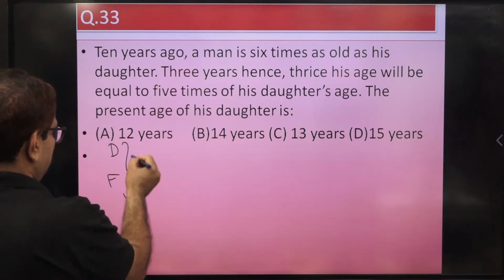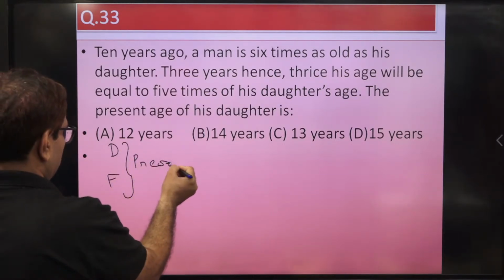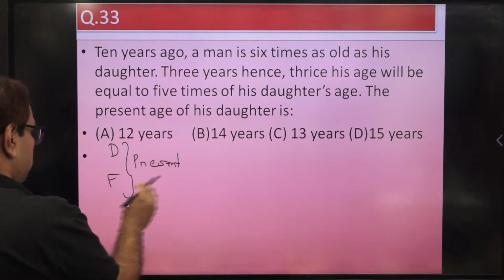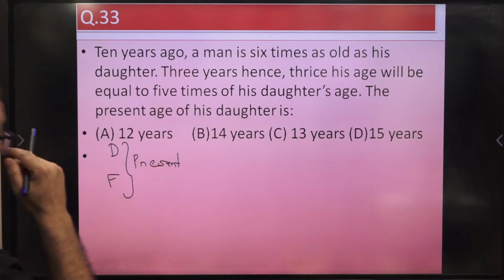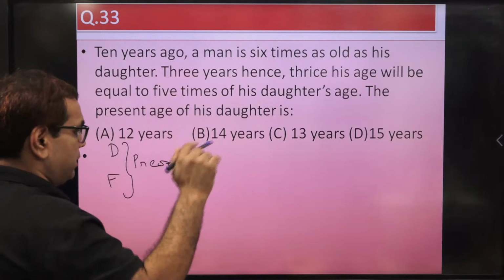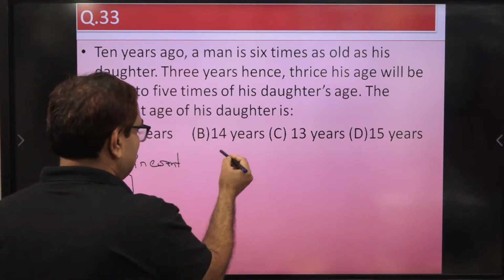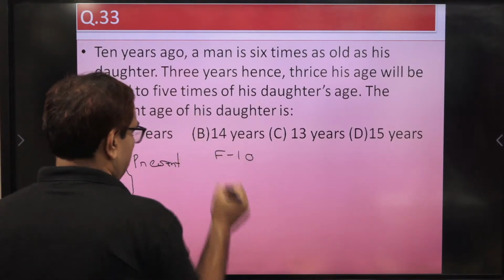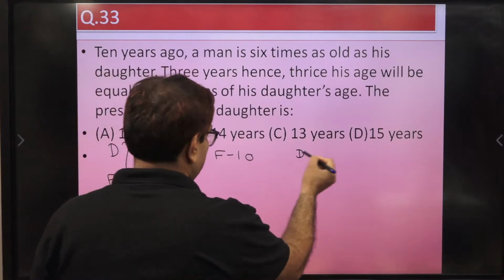These are the present ages. Present age of daughter is D. Present age of father is F, suppose. Now 10 years ago, age of father was F minus 10 and age of daughter was D minus 10.